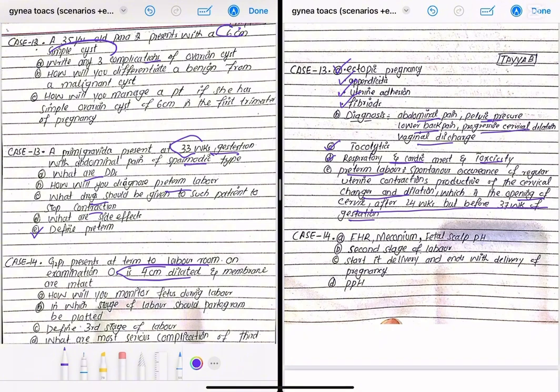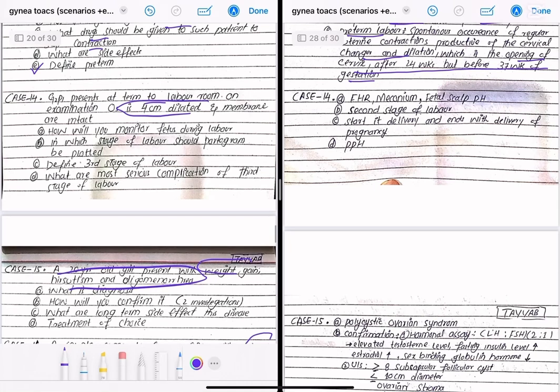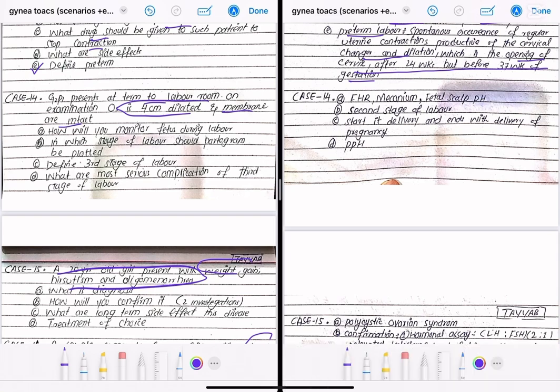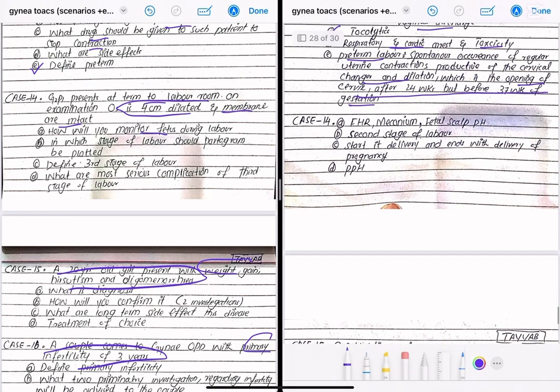Now question number 14: there is a G2P1 present at term to the labor room, on examination she is 4 cm dilated and the membrane is intact. How will you monitor the fetus during labor? Fetal heart rate, meconium aspiration, and fetal scalp pH are checked for monitoring of the fetus. Then in which stage of labor should the partogram be plotted? It is plotted in the second stage of labor.